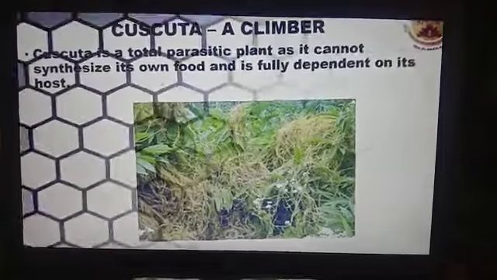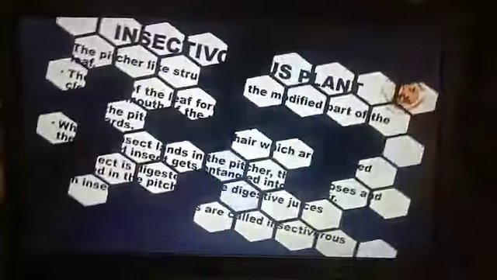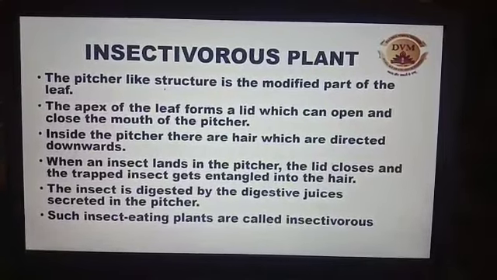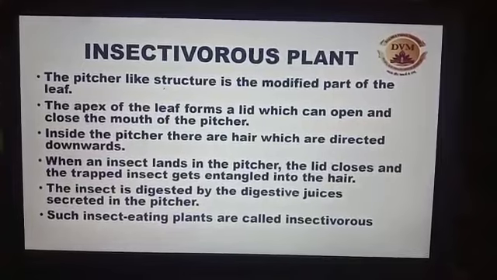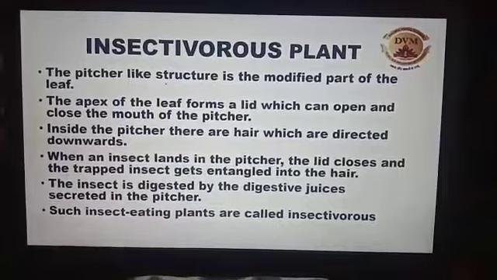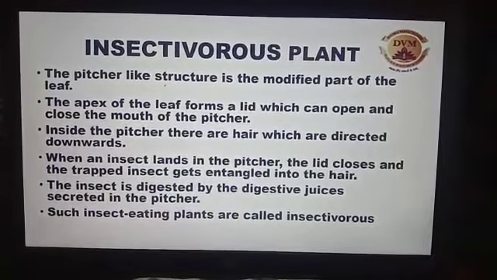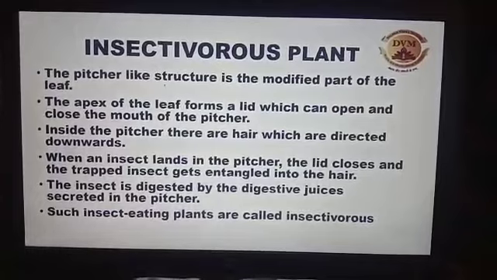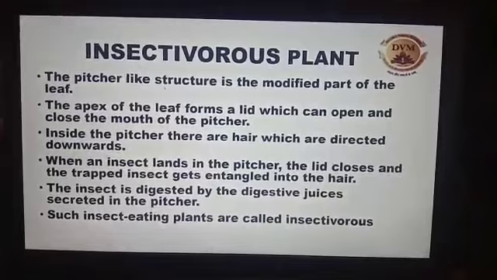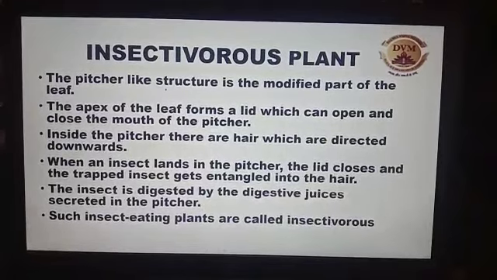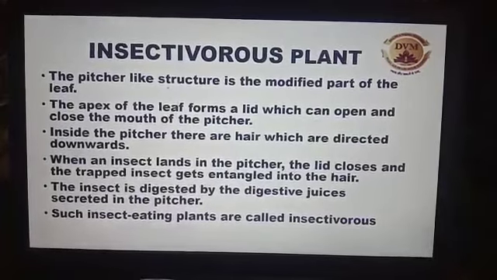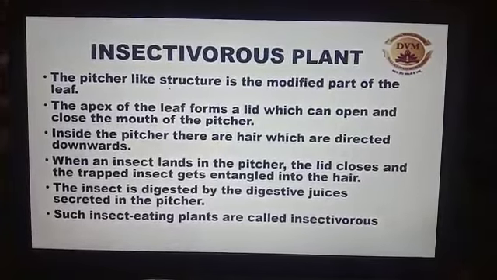And next we shall move on to the insectivorous plant. Have you ever heard the term insectivorous plant? Or have you heard that a plant will eat an insect? Yes, definitely there are some plants which will digest insects as their food. The plant which takes insects as its food is called an insectivorous plant. A very good example for the insectivorous plant is Nepenthes. I'll show you the picture of Nepenthes also.